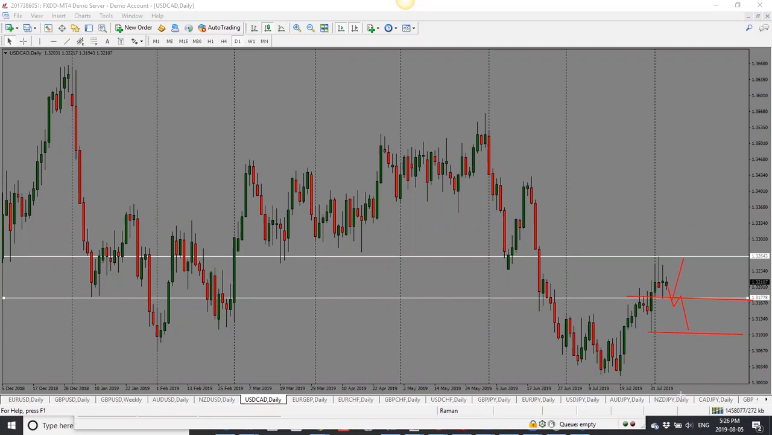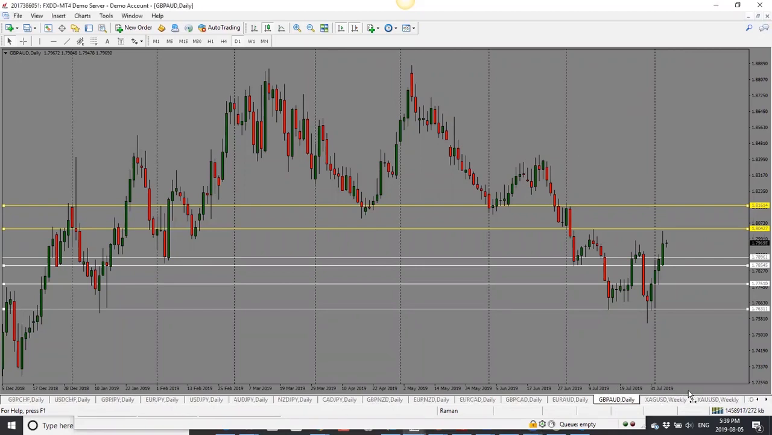If it drops below, I would be aiming for 1.3100. If it holds above, then I am looking for price to go higher towards the high here, at least the high of today here. So 1.3250-ish level. But overall here, today's move is neutral.